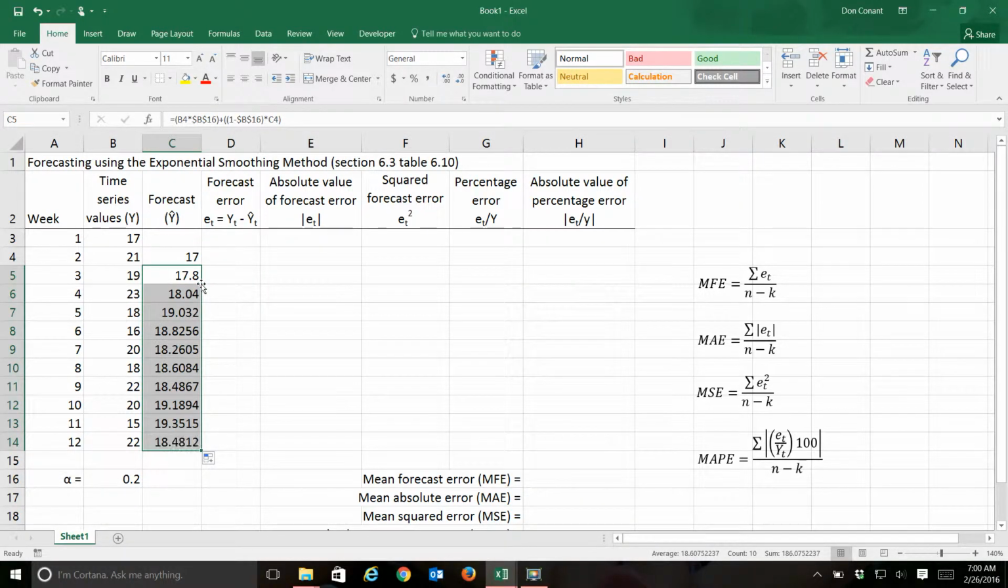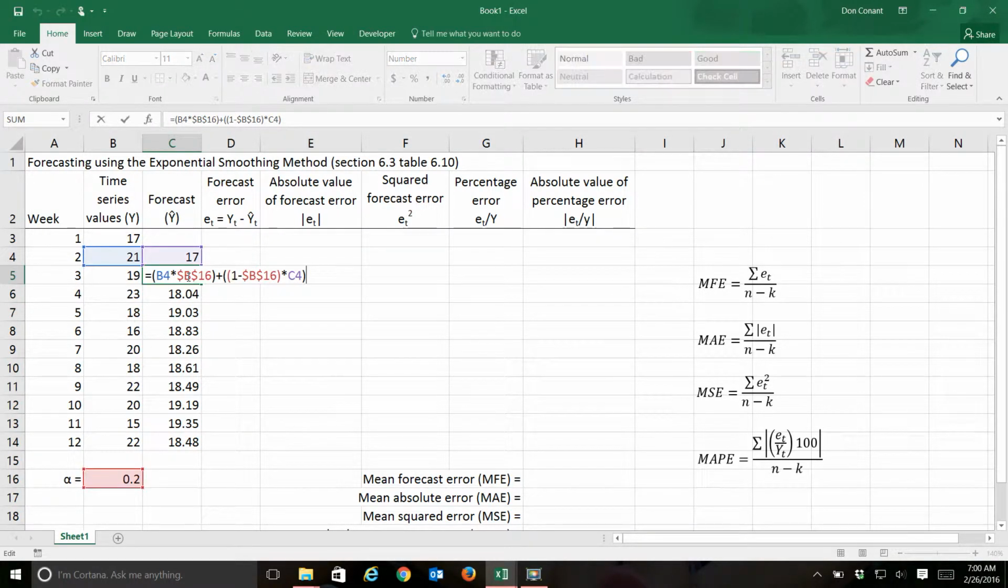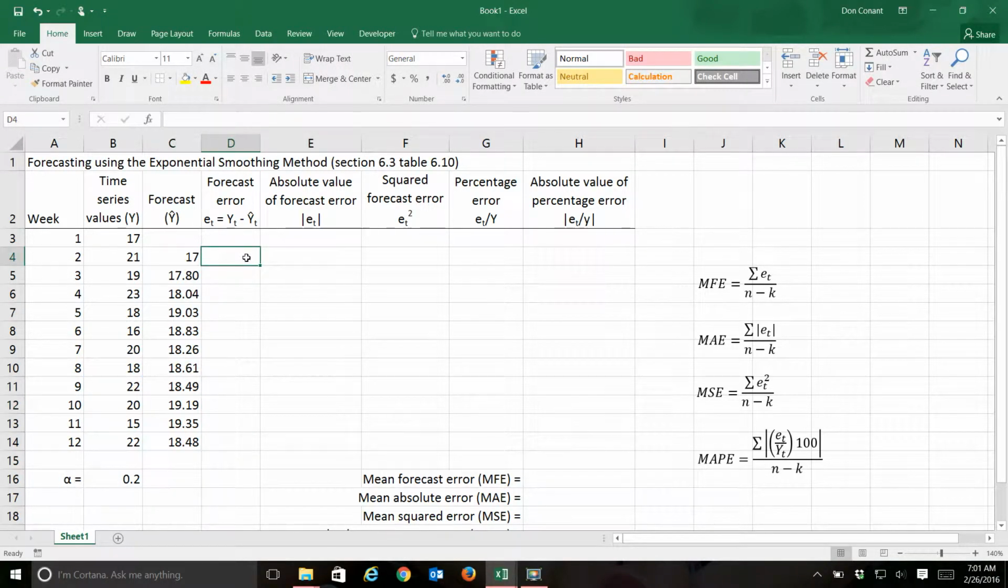We just copy that down. Go ahead and fix these decimals. That gives us the forecasted values. We can check to ensure that we got our formula correct by pressing F2. We did, so we're in good shape. Now we'll go ahead and just work through the table here.